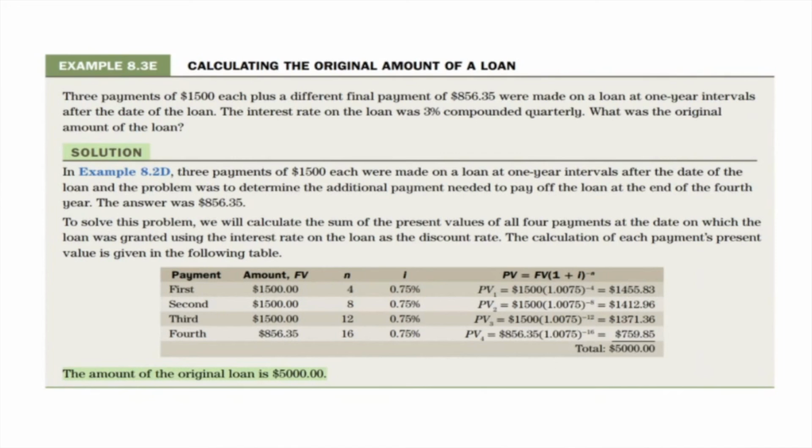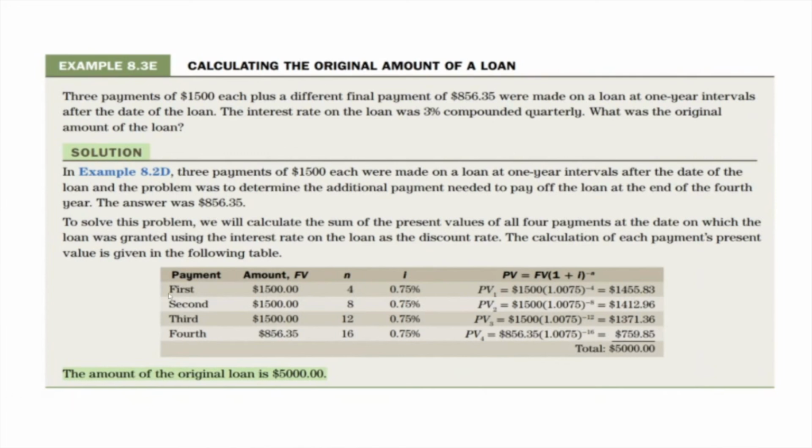So we need to be able to say, okay, let's think about how much $1,500 is worth brought back 1 year. Another $1,500 brought back 2 years. Another $1,500 brought back 3 years. And in the 4th year, it was $856.35, brought back 4 years. So we need to be able to look at each one of them. So this is a summary of what was happening here.